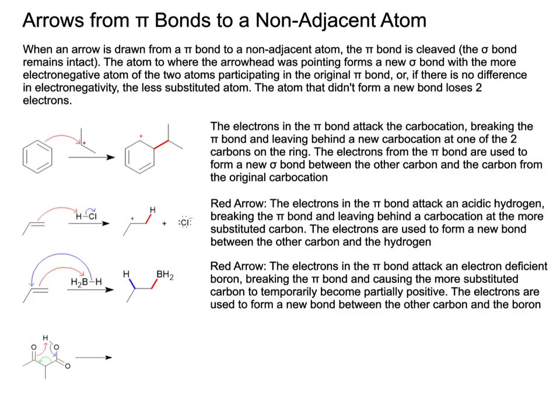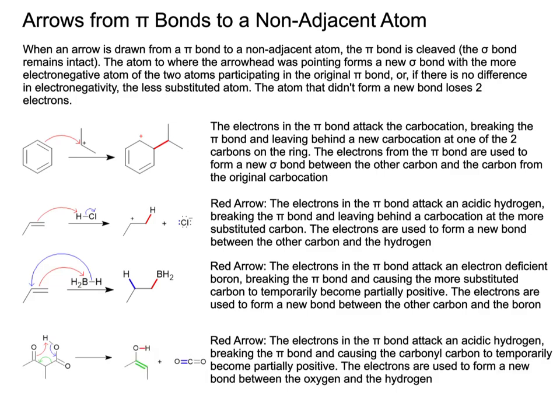The blue arrow actually represents something we just covered on the previous slide, an arrow from a sigma bond to a non-adjacent atom. Here, since the hydrogen is more electronegative than the boron, the bond between the hydrogen and the boron attacks the carbon that just became partially positive as a result of the pi bond attacking the boron. That's how we get a new bond between that more substituted carbon and the hydrogen, as shown in blue on the right.